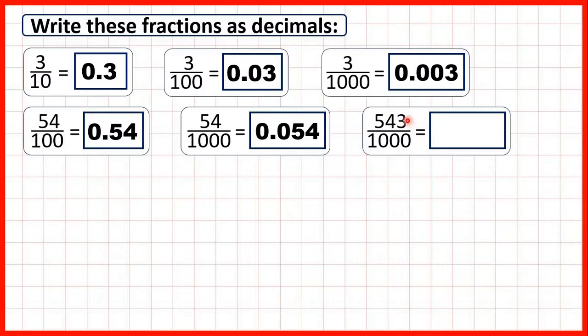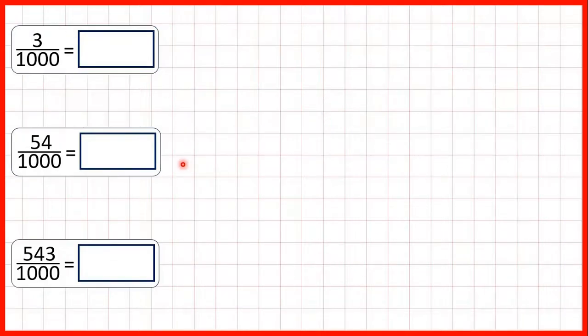Finally, we have 543 thousandths. Again, the denominator of 1,000 tells us that we can only have 3 digits after the decimal point, so that's 0.543. So the 4 gets pushed over into the hundredths column, and the 5 gets pushed over into the tenths column. Now let's take a closer look at some of these questions.